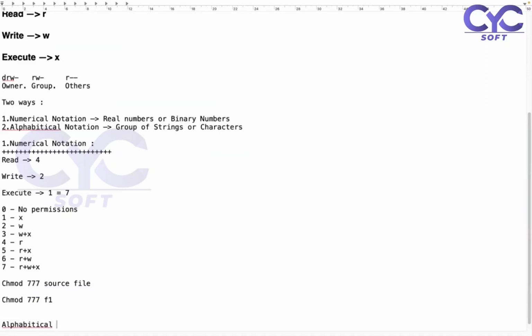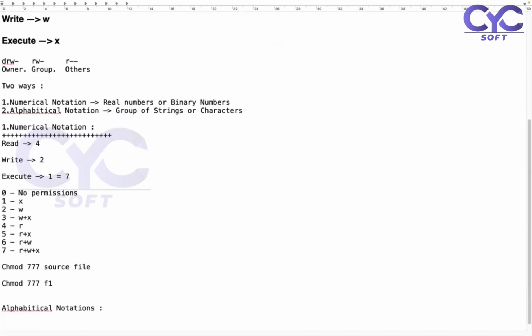Alphabetical notations. In alphabetical notations, as I told you, we are working with a group of characters.